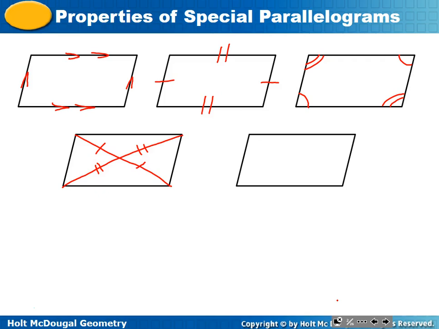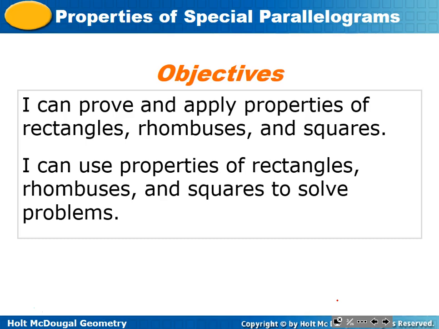So if I was to tell y'all this was 80 degrees, then we would know that this is 100 degrees and this is 100 degrees. So those are our properties that we know about parallelograms. And all of those properties apply to our special parallelograms. So today we're going to prove and apply the properties of rectangles, rhombuses, and squares, and we're going to use those properties to solve problems.